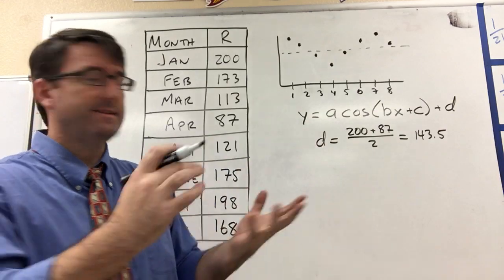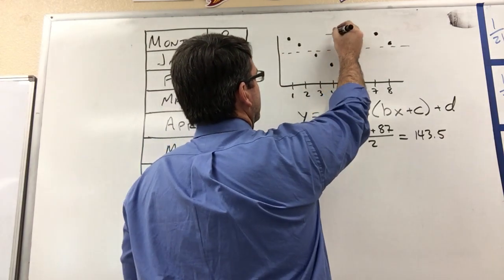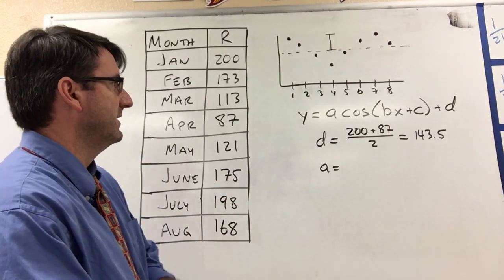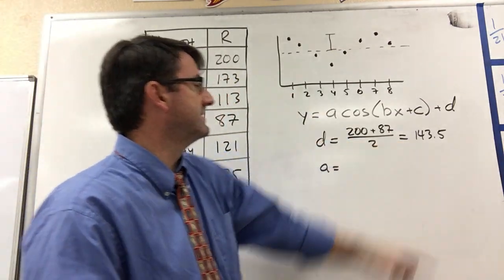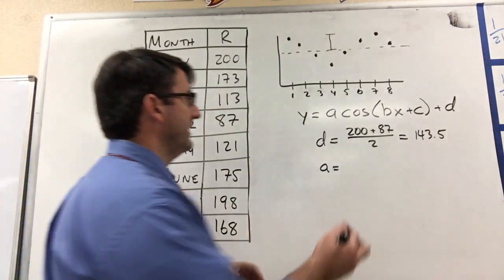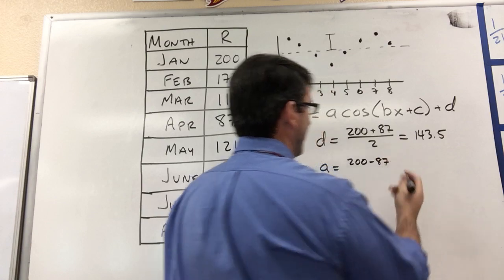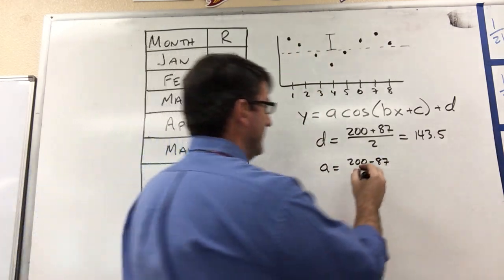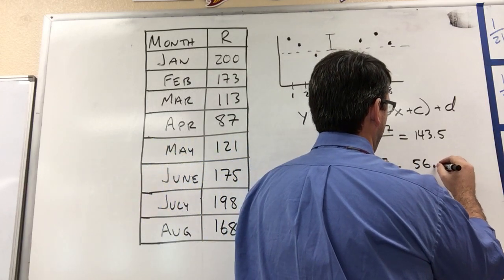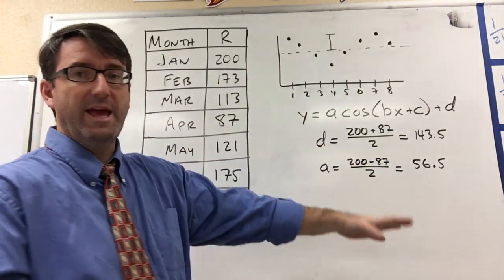Next, let's find a. A is the amplitude. So the amplitude is equal to the distance between the maximum and the midline. There's a few ways that we could find this. We could take the maximum minus the midline, or the midline minus the minimum, or we could take the maximum, 200, minus the minimum, which gives us the difference between those two, and then divide it by 2. In any of those cases, we're going to get 56.5 for our amplitude. All right, so we found d, we found a.